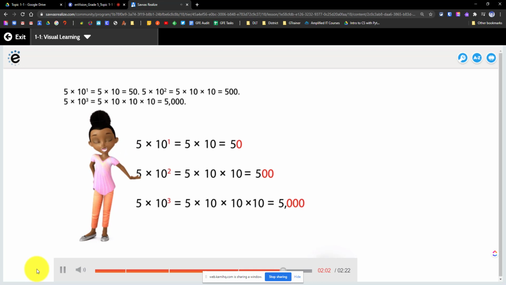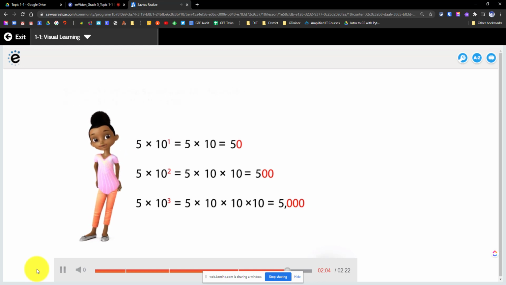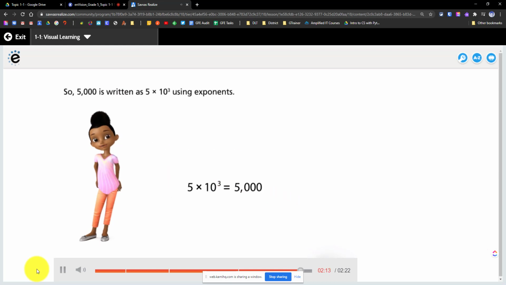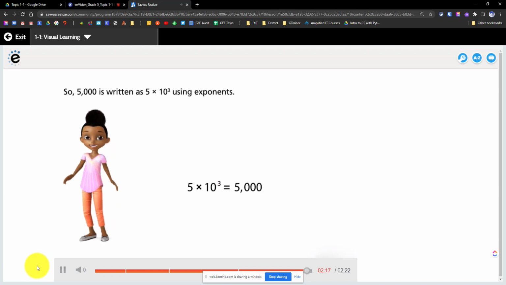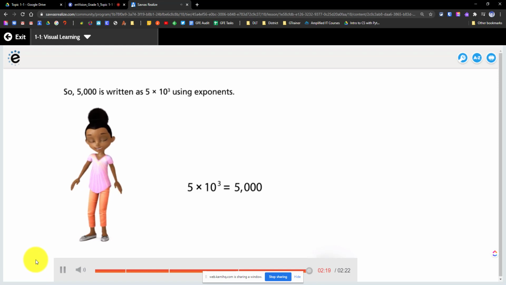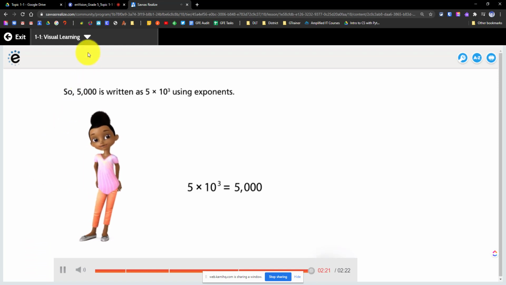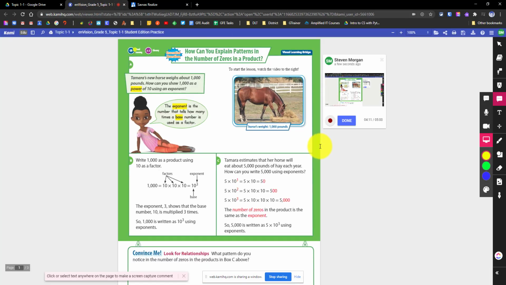What pattern do you notice? The number of zeros in the product is the same as the exponent. So, 5,000 is written as 5 times 10 to the 3rd power using exponents. So we're going to go back into the assignment now, and we can see that it asks, how can you show 1,000 as a power of 10 using an exponent? Well, we're going to say 10 to the third power.